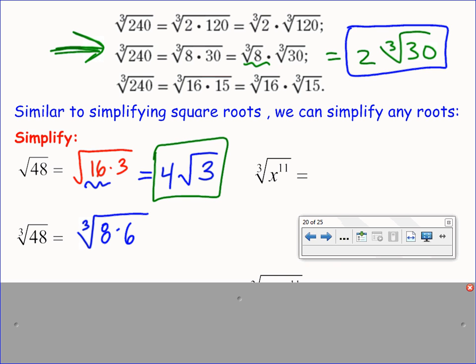By rewriting 48 as 8 times 6, I've broken it up into a product of factors where one is a perfect cube. How come? Well, because a perfect cube inside of a cube root will simplify to an integer out front. It would have done me no good to break it up as 16 times 3, because 16 is not a perfect cube, and 3 is not a perfect cube. But by breaking up the 48 into 8 times 6, now I have a perfect cube factor inside of a cube root. That comes out to an integer. What's the cube root of 8? That's 2, and then I still have the cube root of 6 inside.